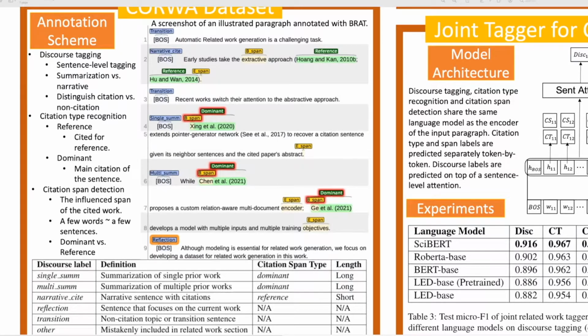Another important point about discourse tagging is that we distinguish citation sentences and non-citation sentences. Citation sentences' information mainly comes from the cited documents, while the non-citation sentences' information originated from the author of the current work. We believe this is important for the related work generation task.